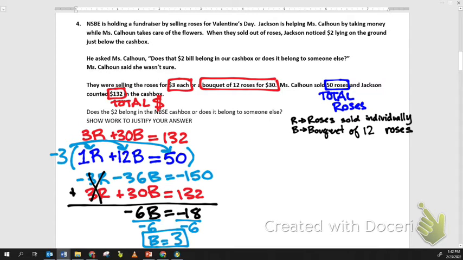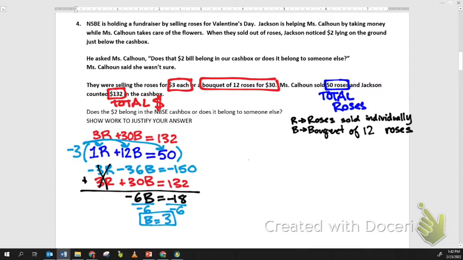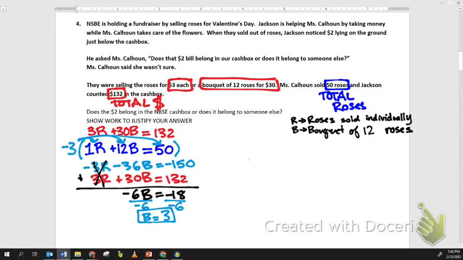Okay, so right now I know that we sold 3 bouquets of 12 roses. That's what I know now. Am I finished? No, what else do I need to do? I have to substitute my B value back in. Which equation do I want to substitute it in for? We could do either one. Okay, let's do the first one.